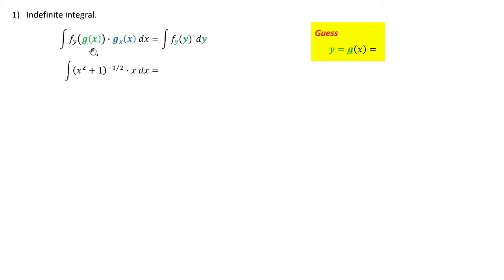But I'm going to take g then to be the x material down here, x squared plus 1. Again, if it doesn't all work out, take a different choice of g. You'll eventually get the hang of it, but it is a guess. You are guessing. So once I have g, I have to take the derivative.